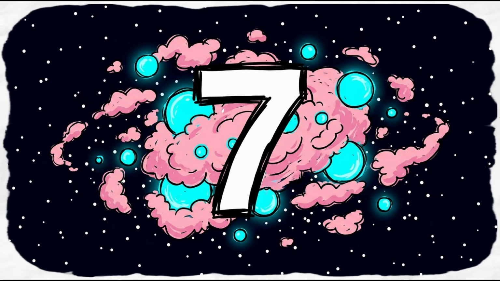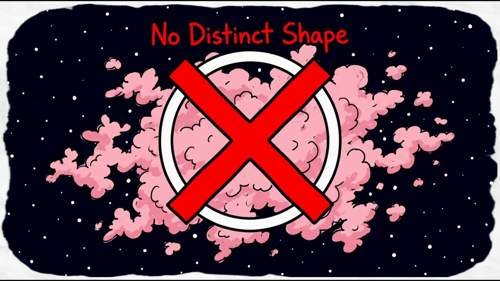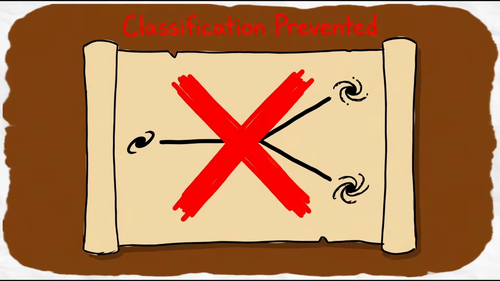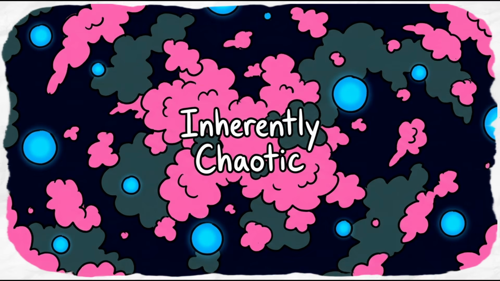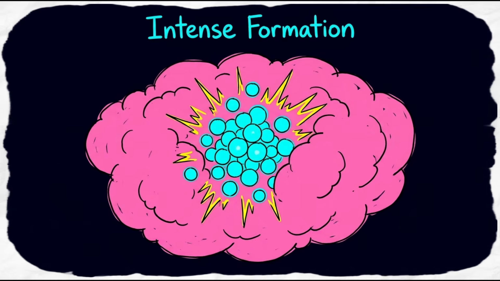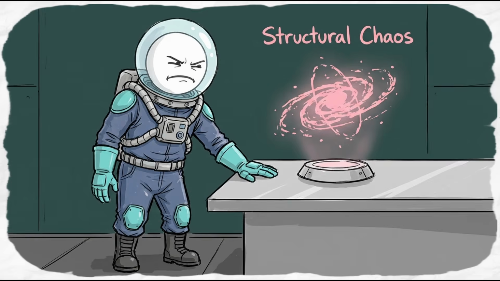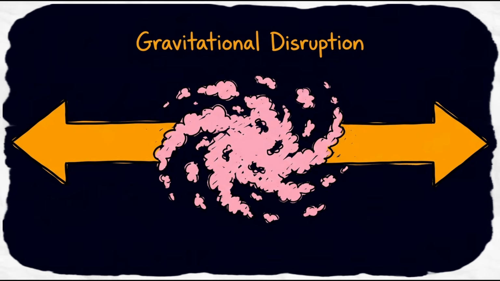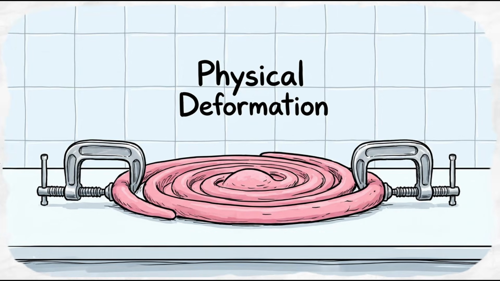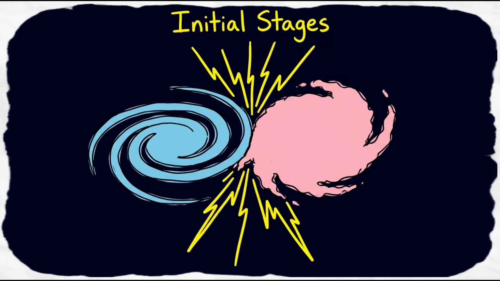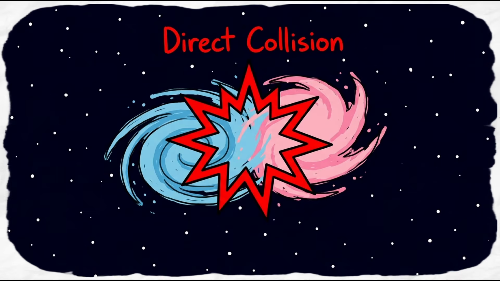7. Irregular galaxies. Irregular galaxies possess no distinct symmetrical geometry, preventing standard Hubble classification. Their appearance is inherently chaotic, characterized by massive, asymmetrical knots of gas and intense star-forming regions. This structural chaos almost universally results from severe gravitational disruption. These deformations typically occur when a galaxy survives a close tidal encounter with a massive neighbor or enters the initial kinetic stages of a direct collision.